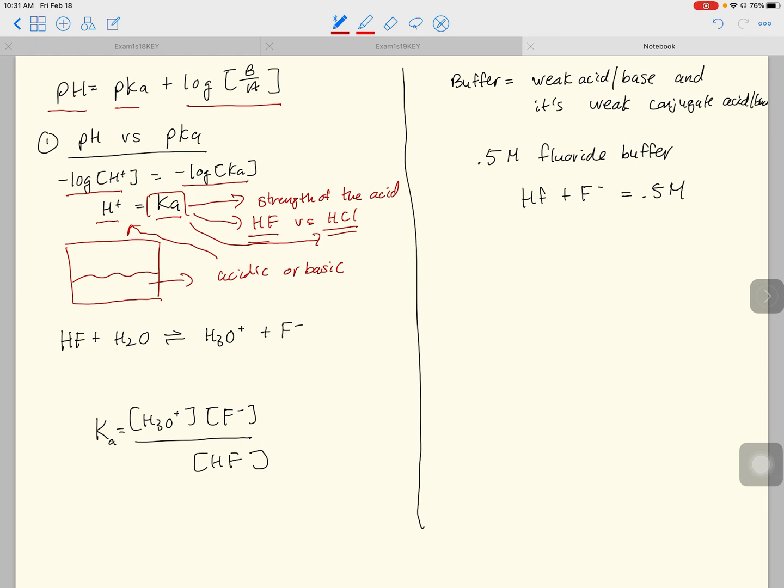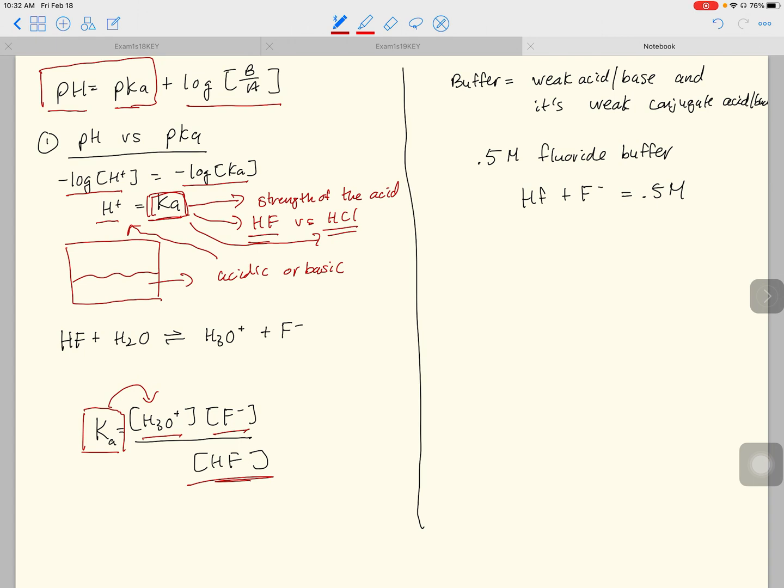Now, I want to expand this idea a little bit further, and let's do the Ka of HF. So when we do the Ka of HF, remember K is product over reactant. And when we do product over reactant, we get the hydronium, the base, divided by the acid. And do you see, guys, it pops up again. The Ka is equal to the proton, which is very similar to the original equation where pH equals pKa. I just want to show you, guys, that these relationships are not random. They're all related.